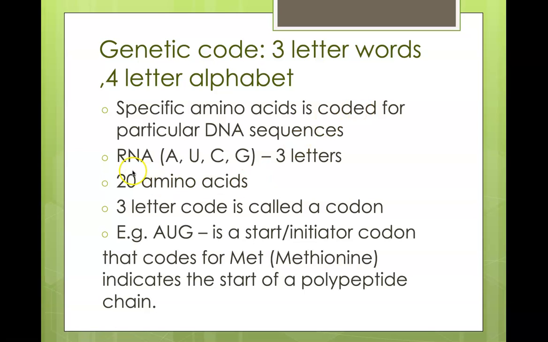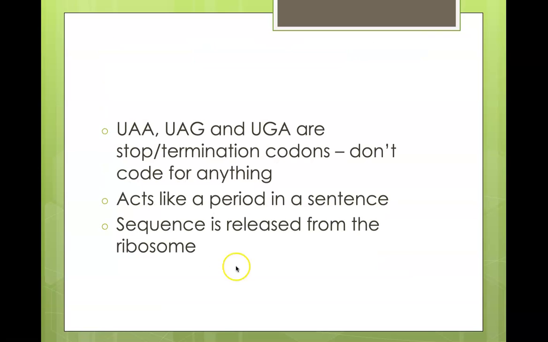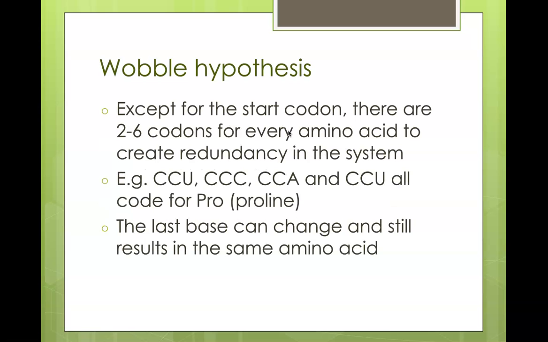On the RNA, you have combinations of these three letters. You could have AAA or UUU or AUG or whatever, and it codes for something. There are 20 amino acids. This 3-letter code is called a codon, and the start codon codes for methionine. That tells the cell that that's the start of a polypeptide chain, a chain of amino acids. And then, as I said before, these three are the stop codons. Once the stop codon is reached, the ribosome and the mRNA go their own way.